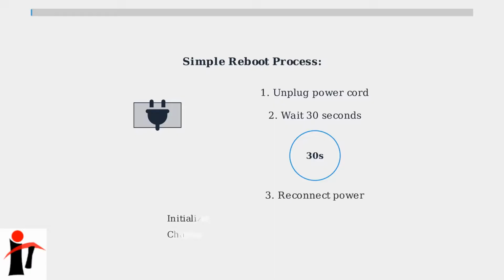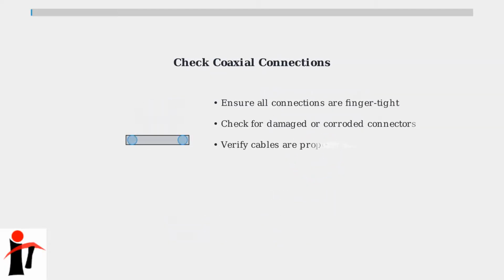After 30 seconds, reconnect the power cord and allow 5 to 10 minutes for the box to fully initialize. The channel lineup download can take up to 15 minutes total, so patience is important. While waiting, check that your coaxial connections are secure. These cables carry the signal from Comcast to your box, and loose connections can cause communication problems.